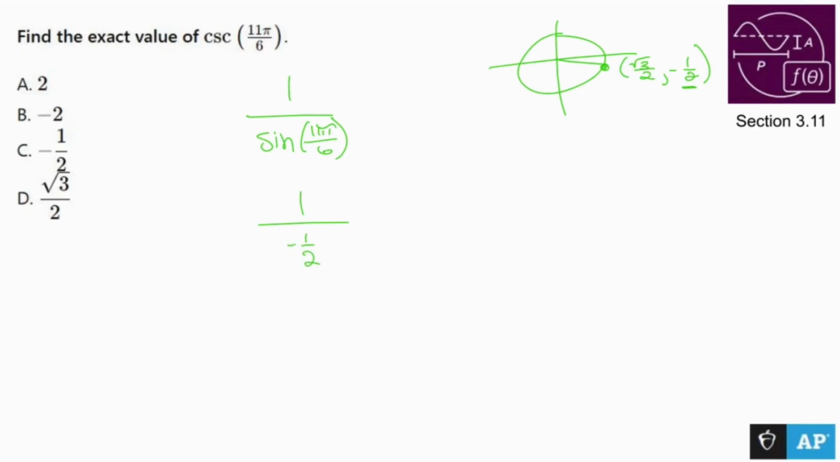Now, I don't like that type of complex fraction. Let's multiply the top and the bottom by negative 2 over 1. Multiply it by negative 2 over 1. You completely cancel out. 1 times negative 2 over 1 is the same thing as 1 times negative 2, which is negative 2. So the answer is B.